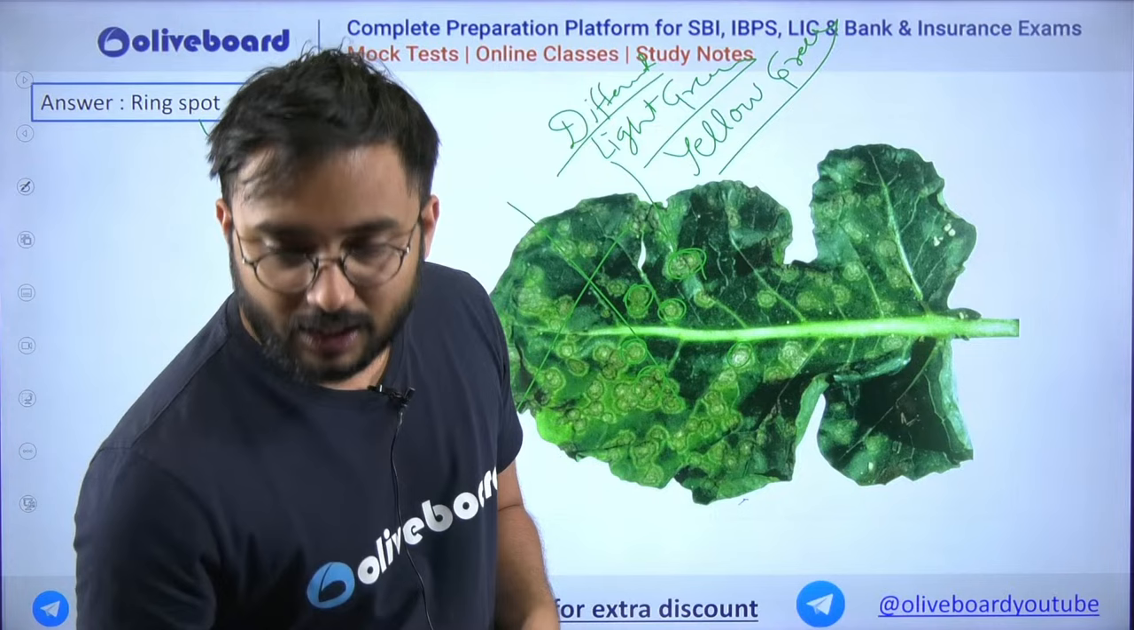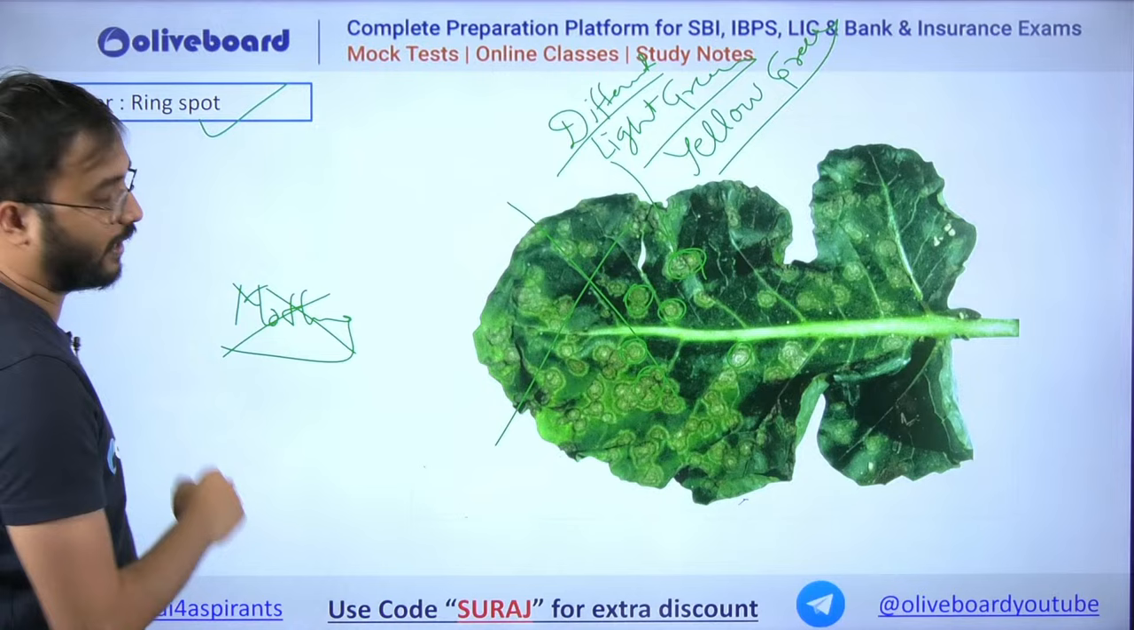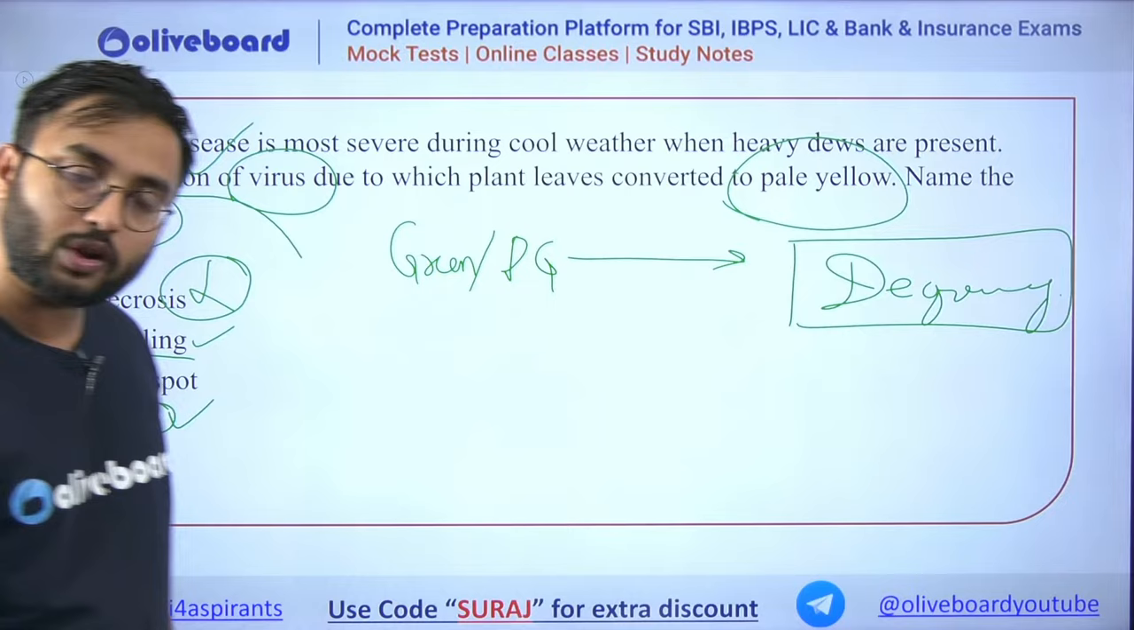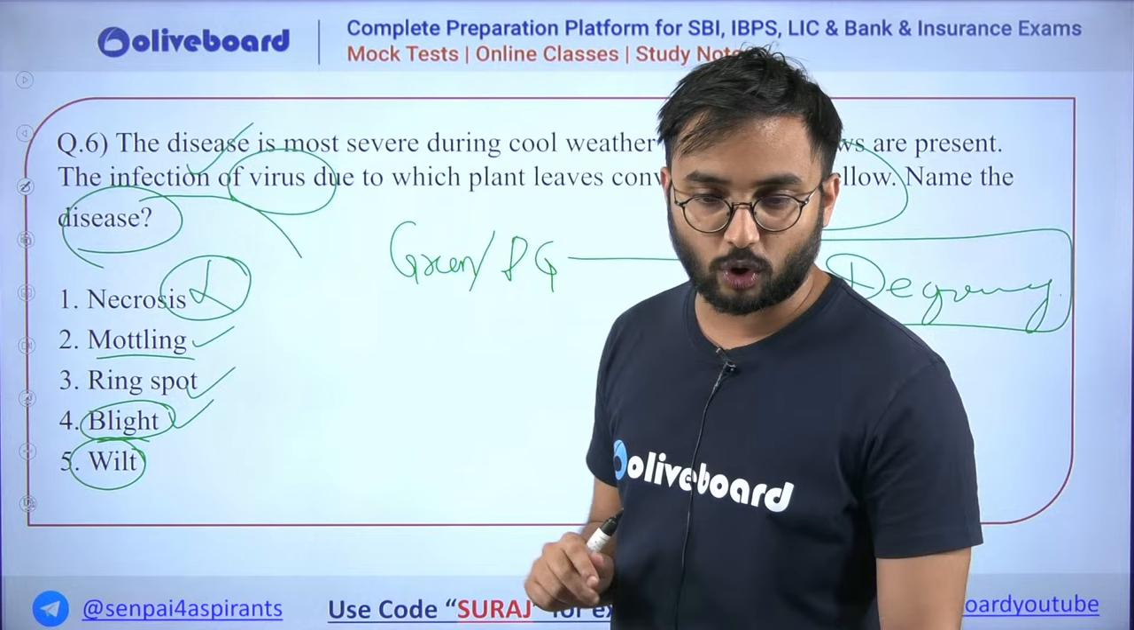Mottling is not the answer. The question was related to the normal color. Whatever color the plant leaves have turns into pale yellow, and the infection is viral. So viral infection is neither related to mottling nor to blight. It is related to ring spot. Ring spot occurs because of the virus.